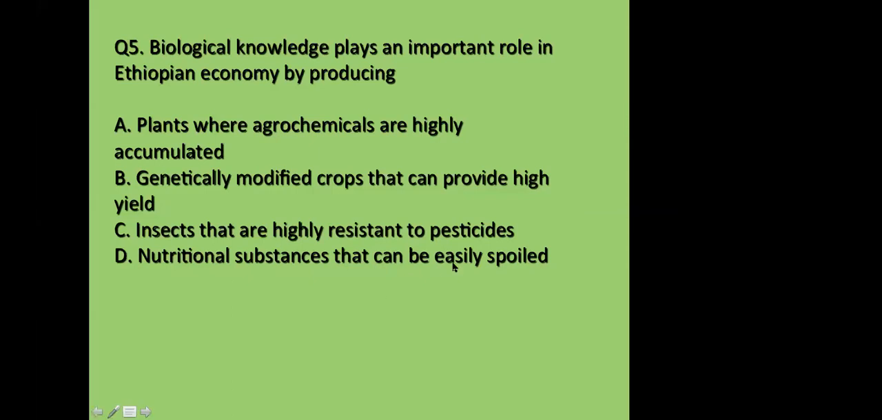Which gives a high yield also to us. They should be disease resistant, and the plant should give us high yield, and they should not utilize much of fertilizers, artificial fertilizers. So whenever biologists try to grow the crops, they see to this. So the correct answer for this question will be option B, genetically modified crops that can provide high yield. High yielding plants are always tried to be grown by the biological knowledge. I hope the answer is clear to all of you.